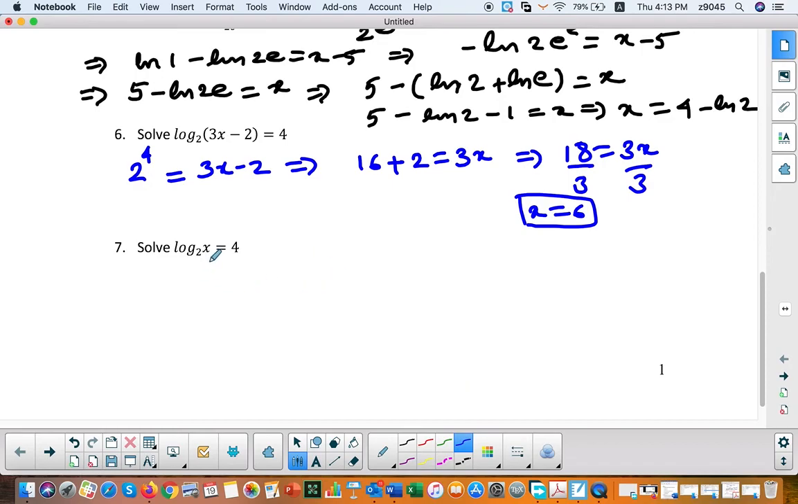Again, this question is similar to the previous one. We can change the log function into exponential form. 2 to the power 4 equals x. So the value of x is 16.